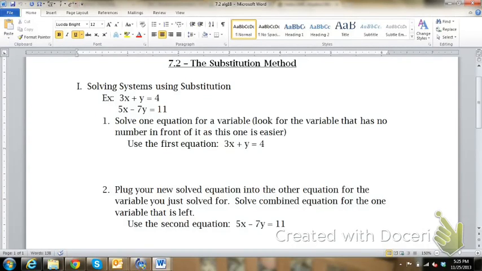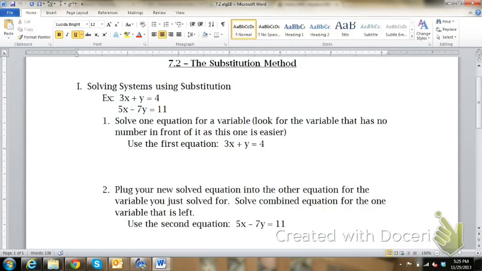In lesson 7.2, now we're going to take a system of equations, so still two different equations, and we're going to solve them by using the substitution method. So what this means is we're going to take one equation and substitute it into the other equation. So you're going to plug an equation into an equation.